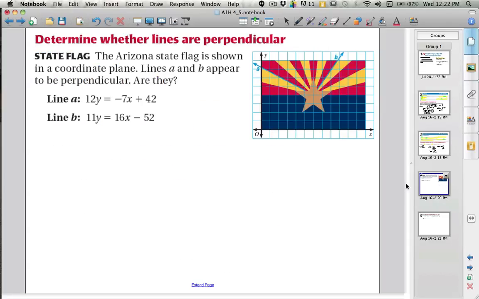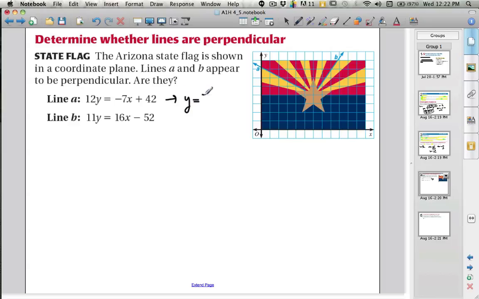Okay, the Arizona state flag is shown in this coordinate plane. There you go, lines A and B, right? So I have line A here and I have line B here. They appear to be perpendicular, but are they? So what we're going to want to do again is compare the slopes. And in my opinion, the easiest way to do that is to put them into slope-intercept form. So to do that, I would divide by 12.